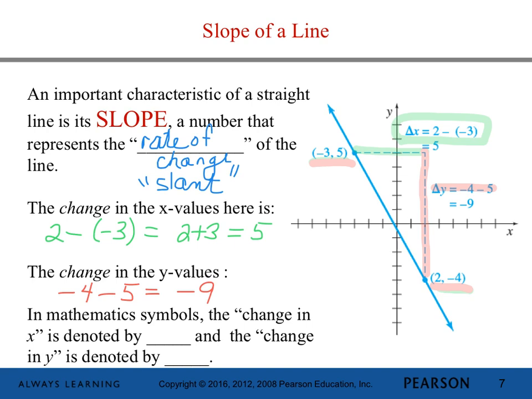So just as a quick recap, in mathematical symbols, the change in x is denoted by delta x, and the change in y is denoted by delta y. Delta is the Greek letter D, which stands for difference.